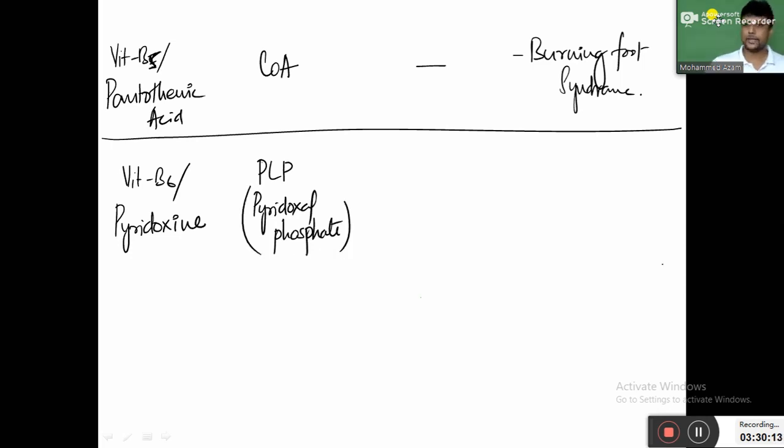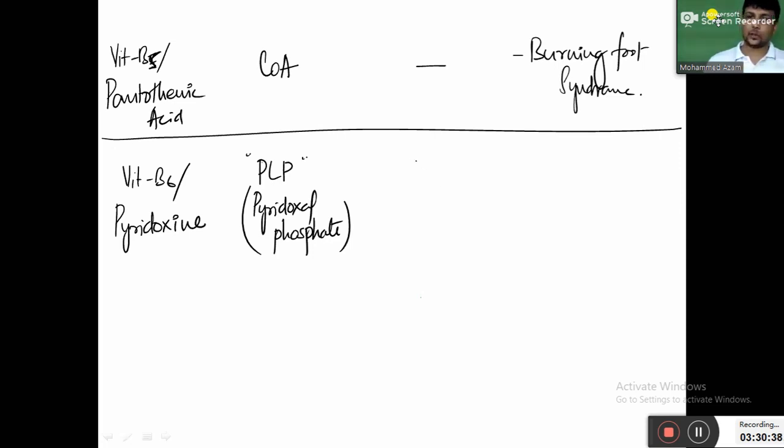Okay, PLP is the name of the coenzyme, and that will be pyridoxal phosphate. Pay attention here, sir. Why? Because this one we did not come across till now. Till now we have not studied PLP in biochemistry.